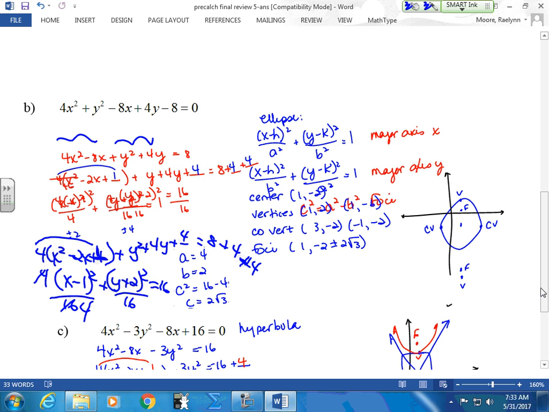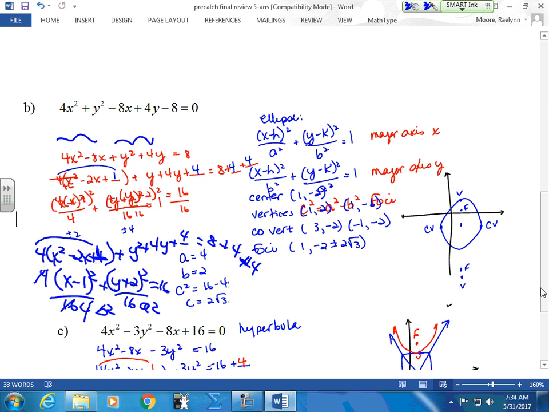It's going to go like this. So this is my a squared, this is my b squared. And don't forget to find your c: a squared minus b squared, because you want the foci to sit inside. So the rest should almost be easy to see. I don't know where this is all coming from. The vertices are (1, 2) and (1, -6). Thank you.